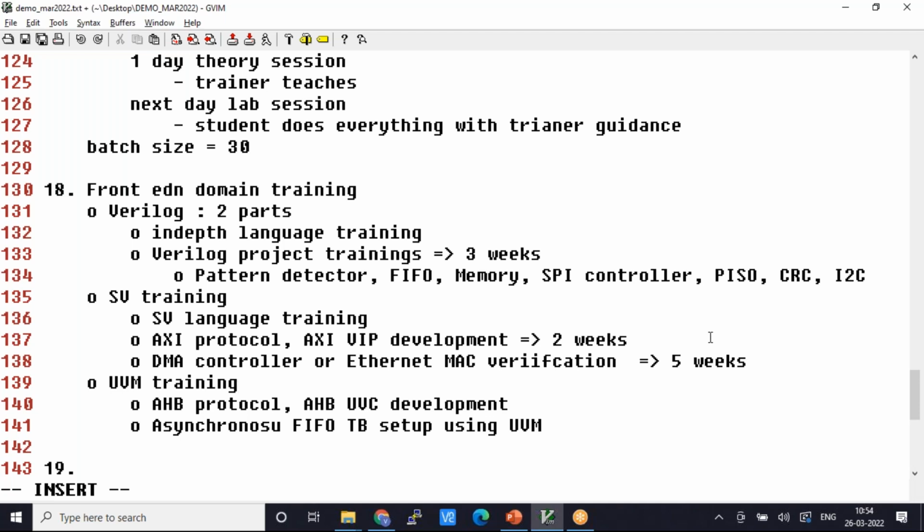Okay. Now, from when does it start? I will tell you. Basically, the batch is starting from Monday onwards. Tomorrow will be a break. Monday onwards it will start. Monday will be 28th of March. It will start.